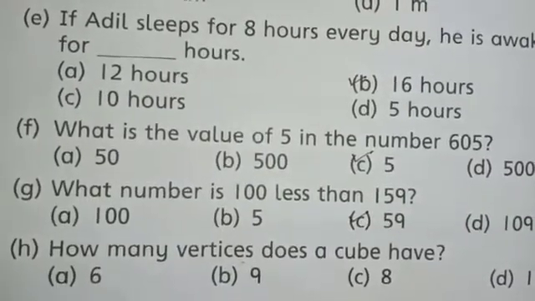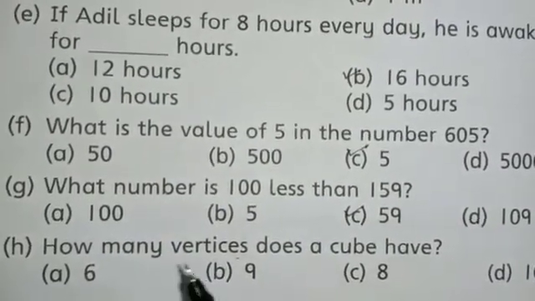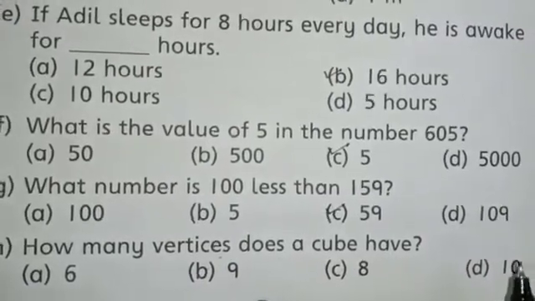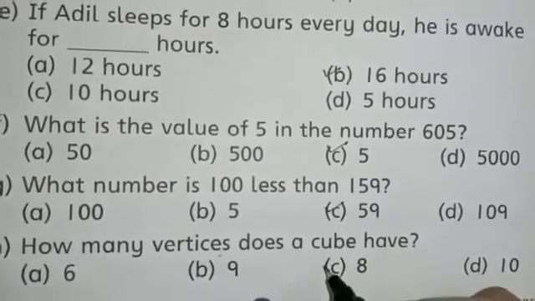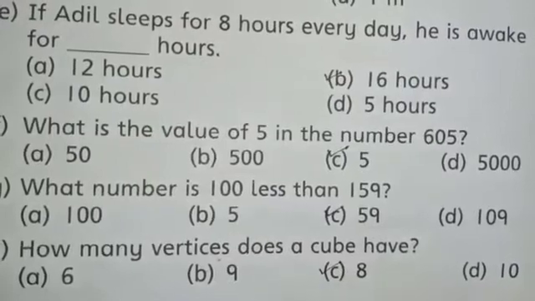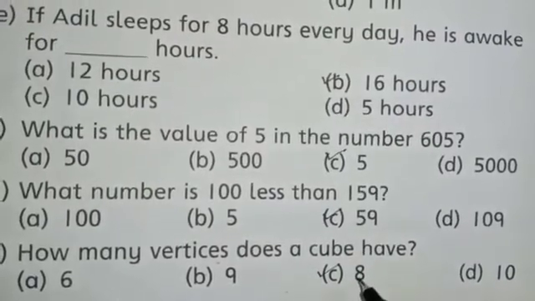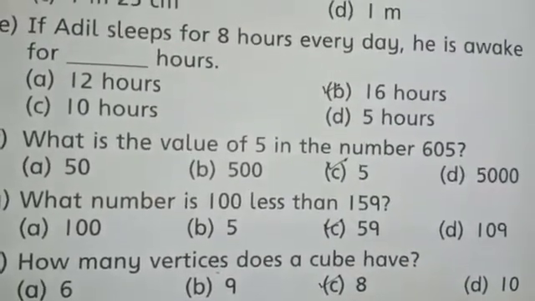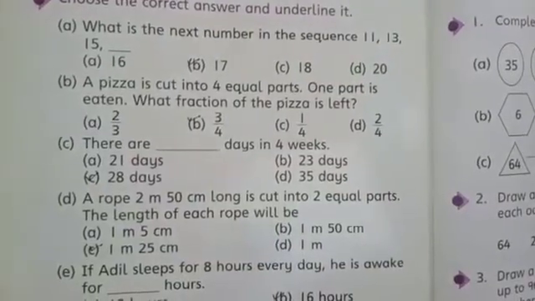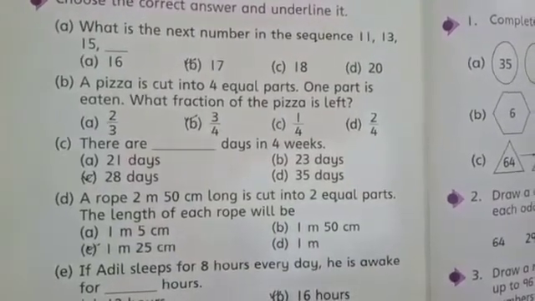So how many vertices does a cube have? It's 6, 9, 8 or 10. What is the answer? Yes, it's 8. A cube has 8 vertices or 8 corners. So students, you will solve this page in your countdown books.